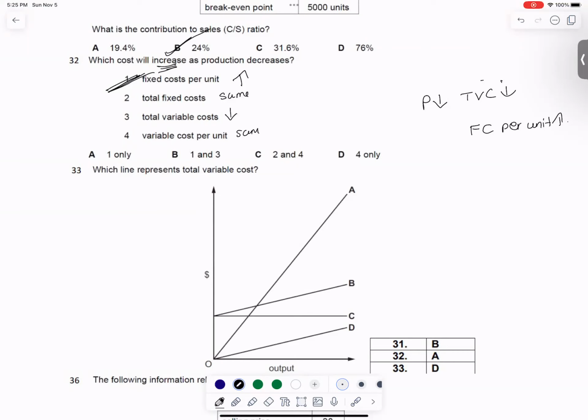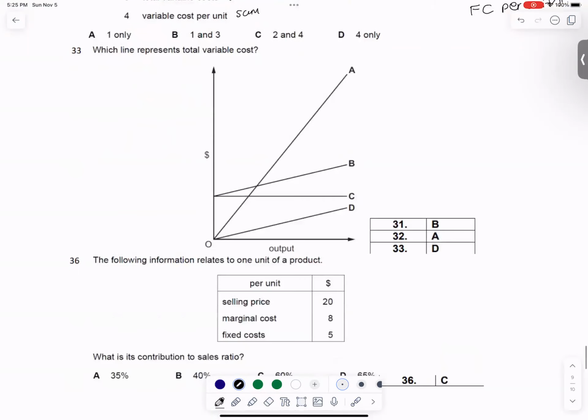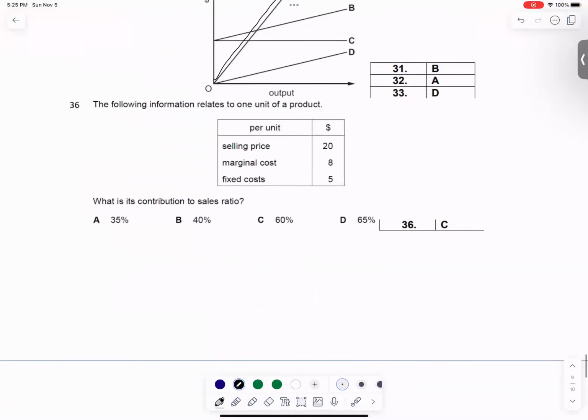Which represents total variable cost? Which line represents total variable cost? A. Okay, can you read what is A? Yeah, miss, A is total variable cost because it's an upward sloping line. So it increases as output increases. Okay, A. Correct. Next one.